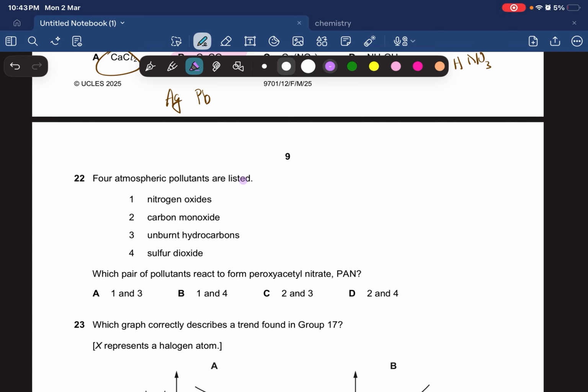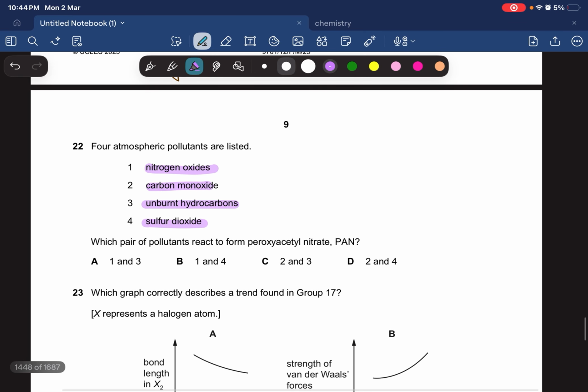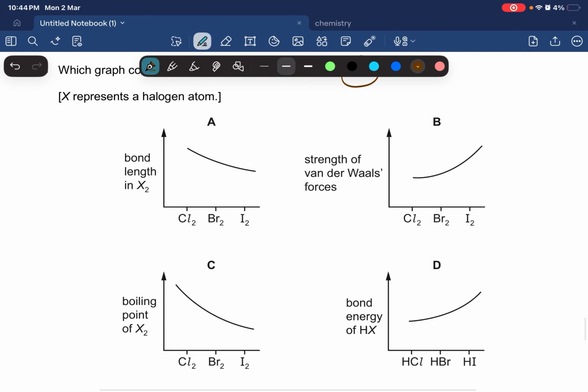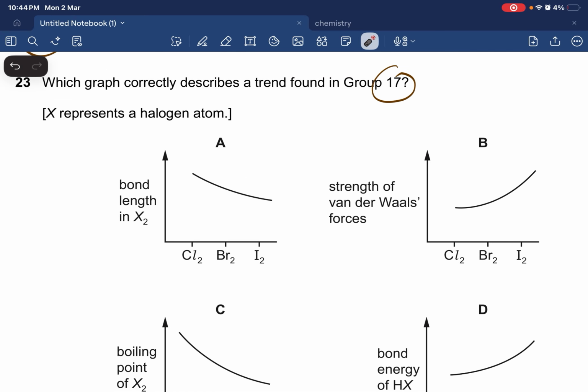Four atmospheric pollutants are listed: nitrogen oxides, carbon monoxide, unburnt hydrocarbons, and sulfur dioxide. Which pair of pollutants react to form peroxyacetyl nitrate? Oh my god, such a difficult question. Nitrogen oxides and unburnt hydrocarbons, 1 and 3. That's so easy. Which graph correctly describes the trend found in group 17? Please give difficult questions. I guess I should write a report to the examiner to give good questions.